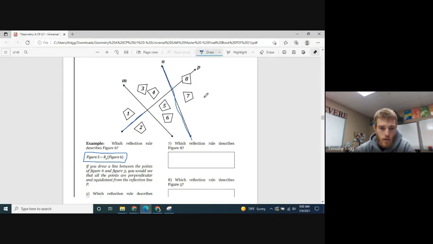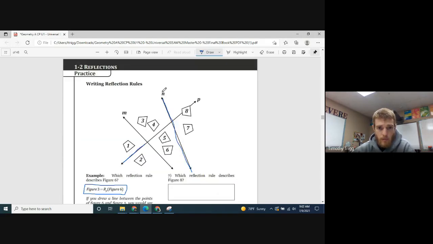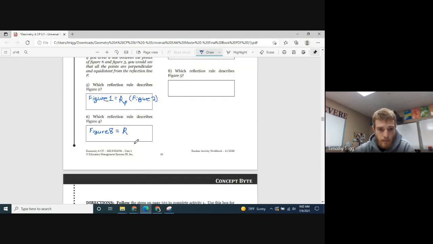Okay, so we would say figure 8. This time we're not reflecting across line P, we'd be reflecting across line N. Figure 4.